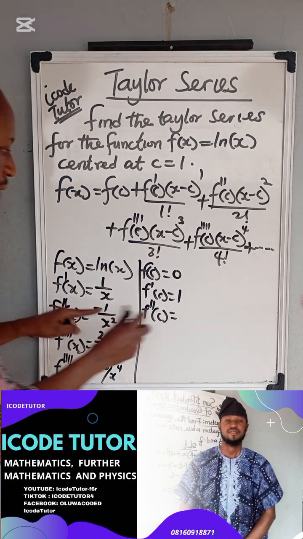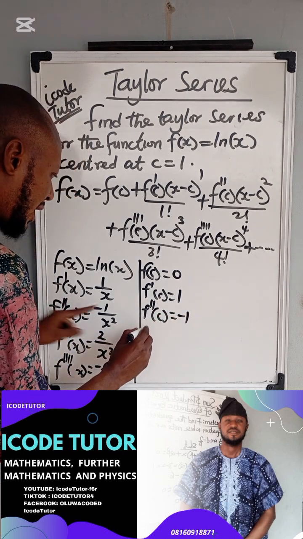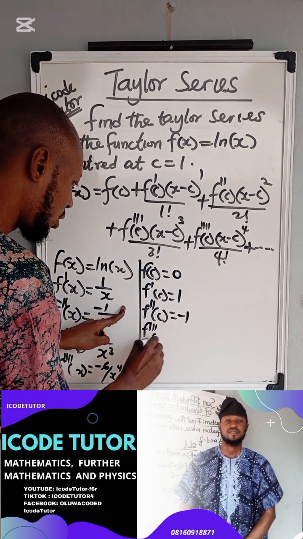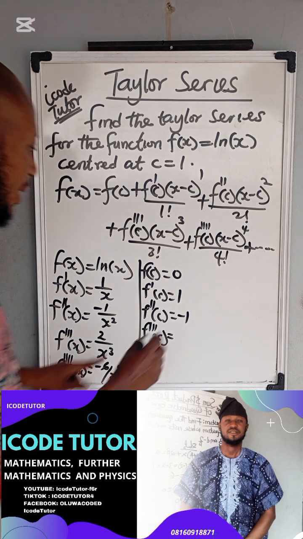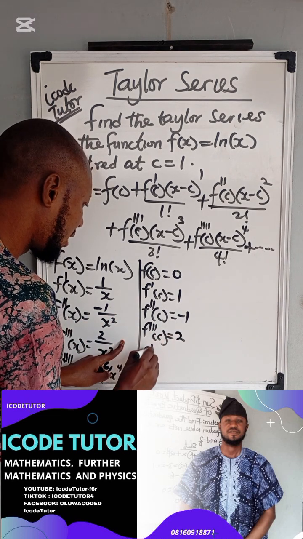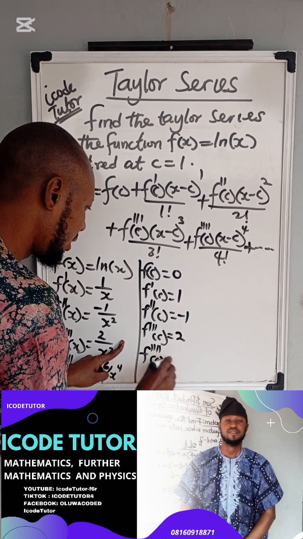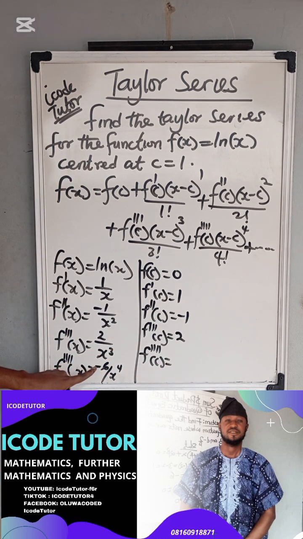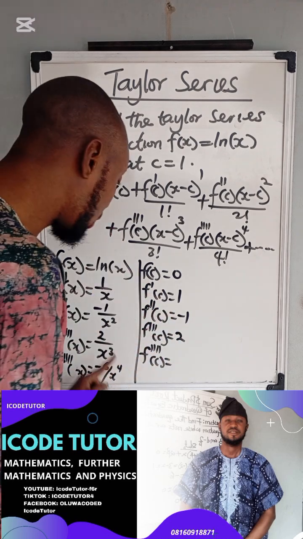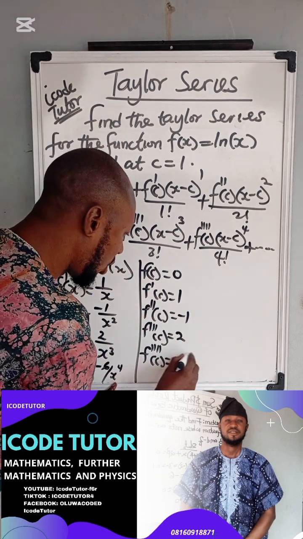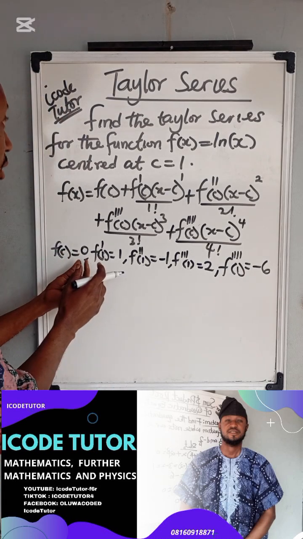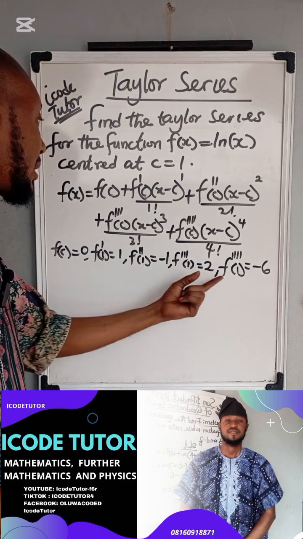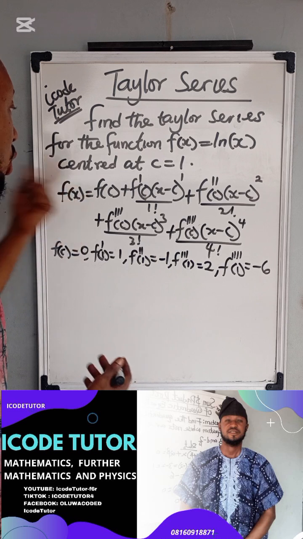The next one is f double prime of c equals minus 1 divided by 1 squared, that's minus 1. Now f triple prime of c equals, now the third derivative, that is 2 divided by 1, which is 2. Now the fourth derivative of c equals minus 6 divided by 1 raised to power 4, which is 1, and minus 6 divided by 1 gives us minus 6. Let's continue from here. The values at the center have been listed out here. The next thing is to substitute for the values.